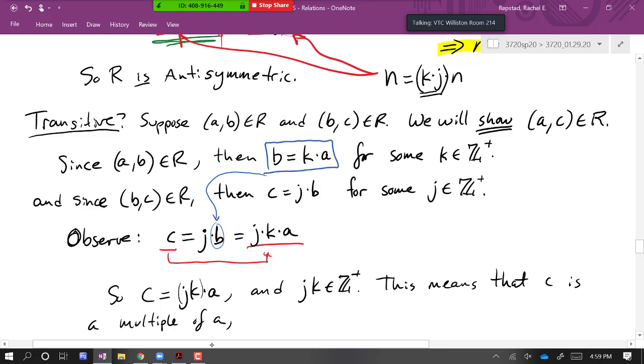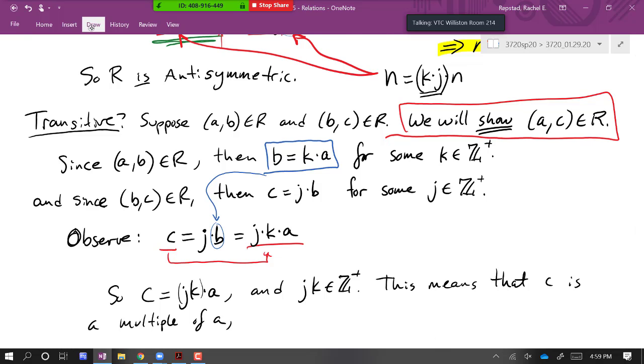So we have that R is transitive. In fact, one thing I'm going to say is that we have this ordered pair right up here at the beginning: we will show AC is in the relation. So let's just say it. So yeah, R is transitive.